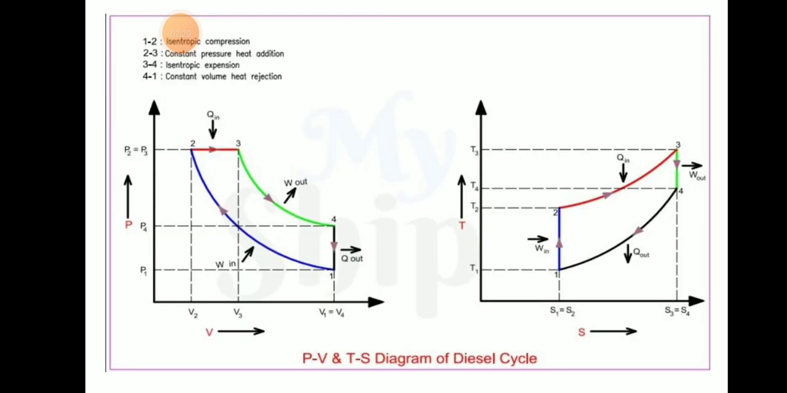From the PV diagram and TS diagram of the diesel cycle: from 1 to 2 there is isentropic compression, and from 2 to 3 there is constant pressure heat addition. From 3 to 4 there is isentropic expansion, the power stroke, and from 4 to 1 there is constant volume heat rejection. So these are the PV diagram and TS diagram of a diesel cycle.